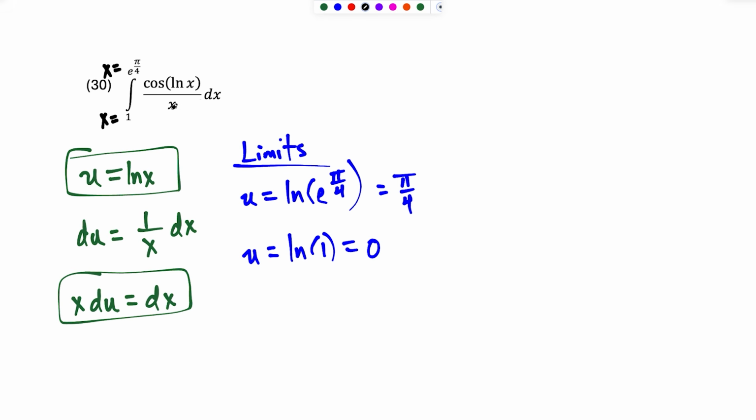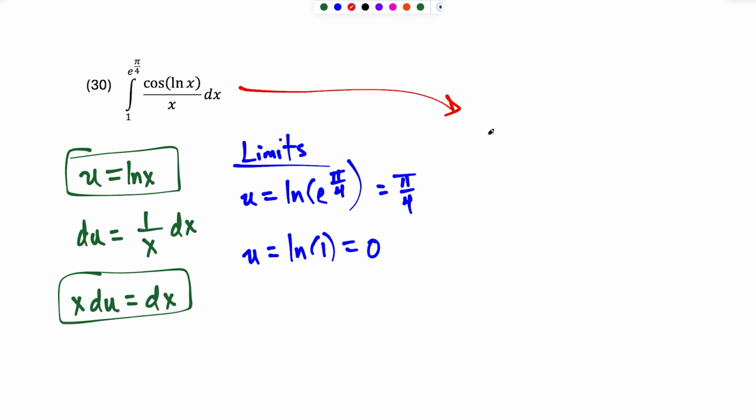Okay, so just know in general, this is really saying x equals e to the pi over 4 and x equals 1. But when you're writing out a definite integral, you don't say x equals like this if your integral is all in terms of x. Okay, but that's why I'm plugging in for x in my definition for u here. So now that I have all this, I'm ready to transform the integral.